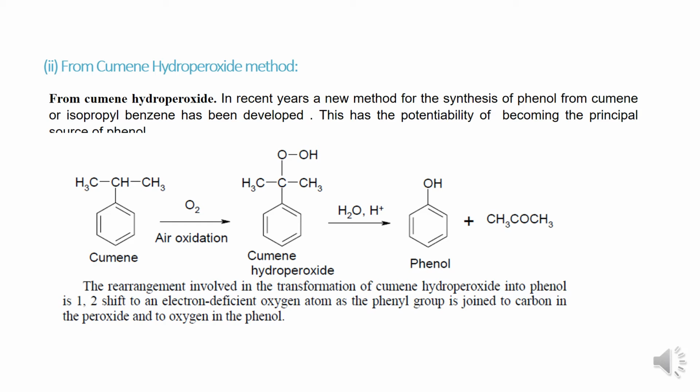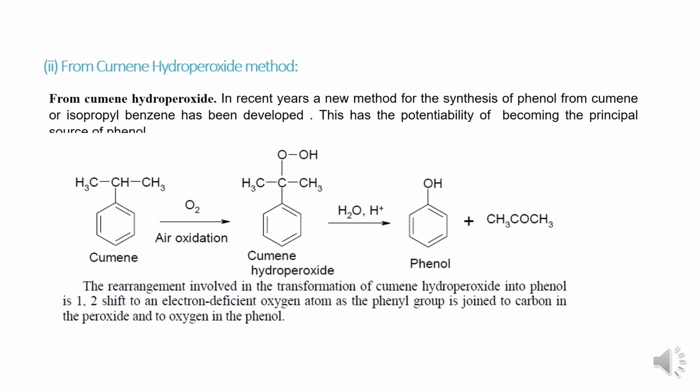So that means the cumene is having C6H5 and CH3 twice, isn't it? A carbon-carbon chain is there, so that we have to replace. That carbon-carbon bond you have to break. So by using cumene hydroperoxide, through a 1,2 shift the phenol formation is possible. Okay, this is what I mean.